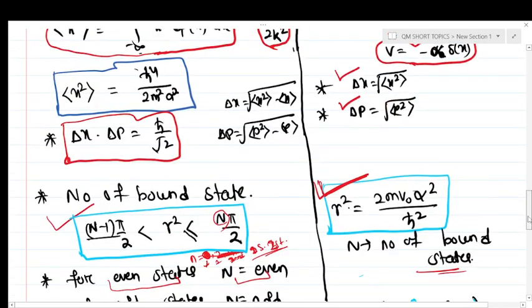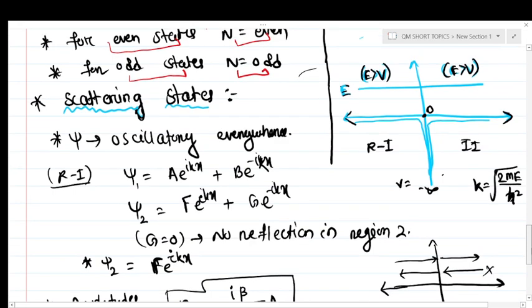Then we have discussed all about bound states, and here we are going to discuss scattering states. In scattering states, our psi will be oscillatory everywhere. That means I have taken the energy here on the x-axis, E is greater than V. Here this is the potential. E is greater than V, so the function will be oscillatory.